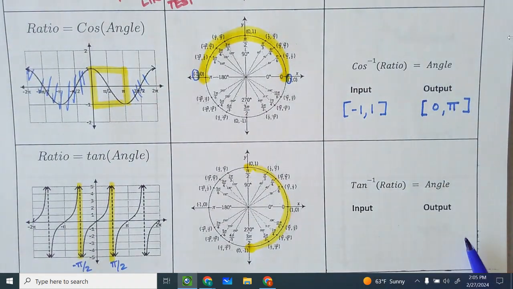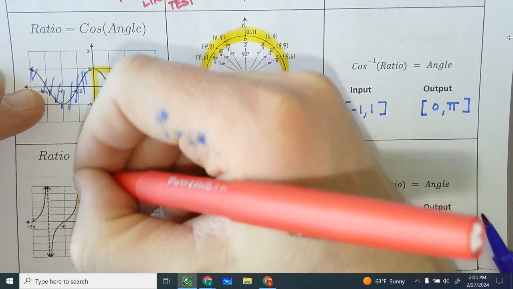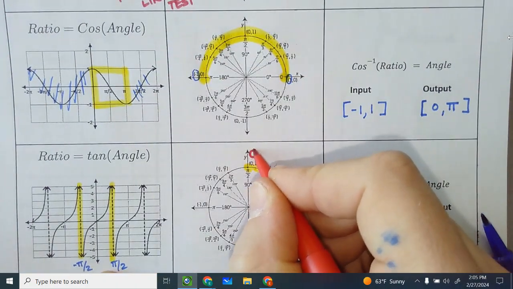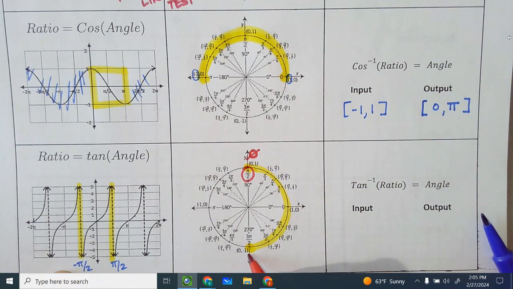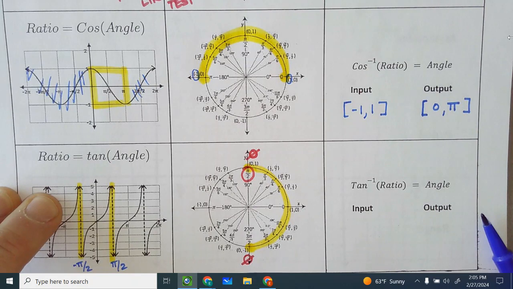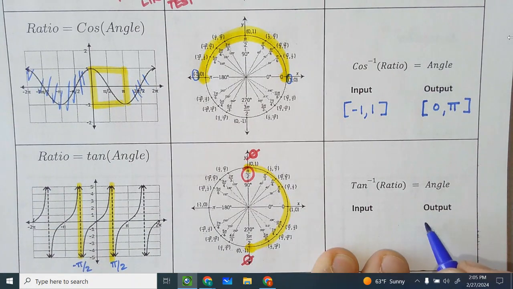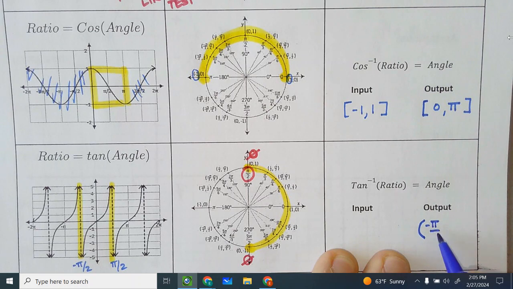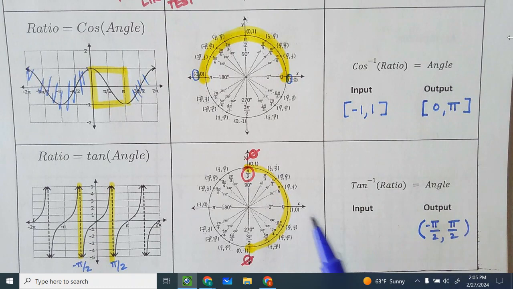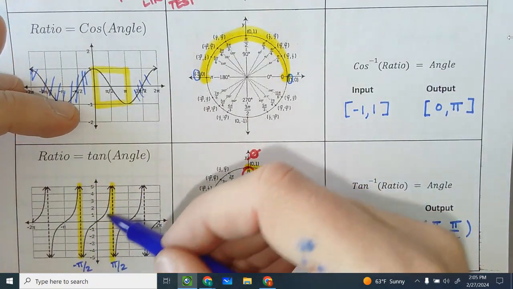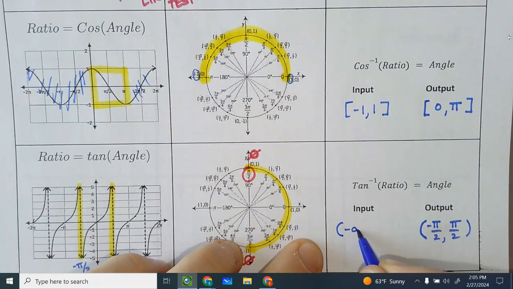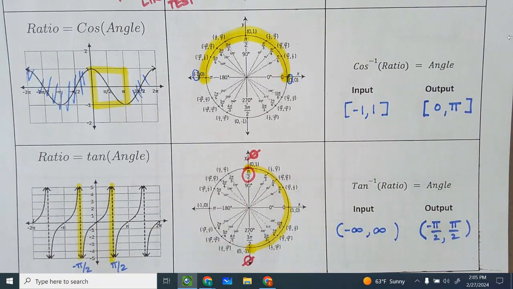Now, I want you to note that because there's an asymptote here and an asymptote here, we're undefined at pi over 2, and we're also undefined right here at negative pi over 2. So for your output, I'm going to put soft parentheses on this. Okay, because you can't actually hit the two endpoints. The inverse tangent is undefined there. For the input, see how this right here runs from negative infinity to infinity? So that means you can input anything you want into a tangent function.